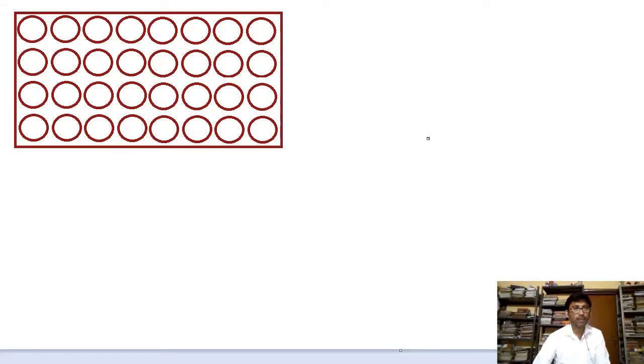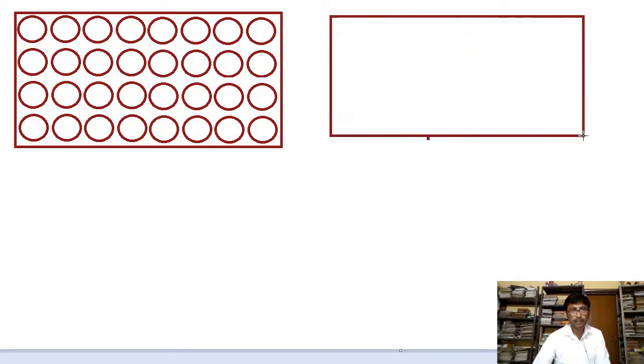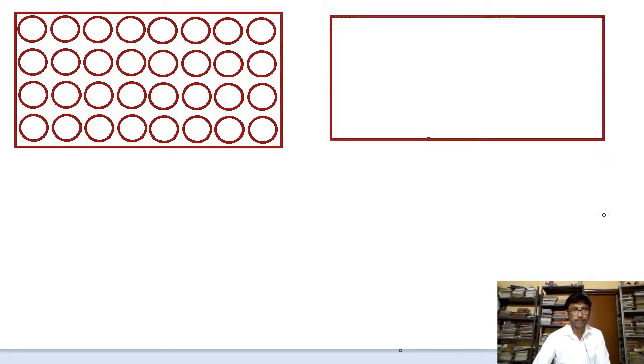Compared to solids, particles of liquids are not so closely packed, and the space between the particles of liquids is comparatively more compared to the space between particles of solids.